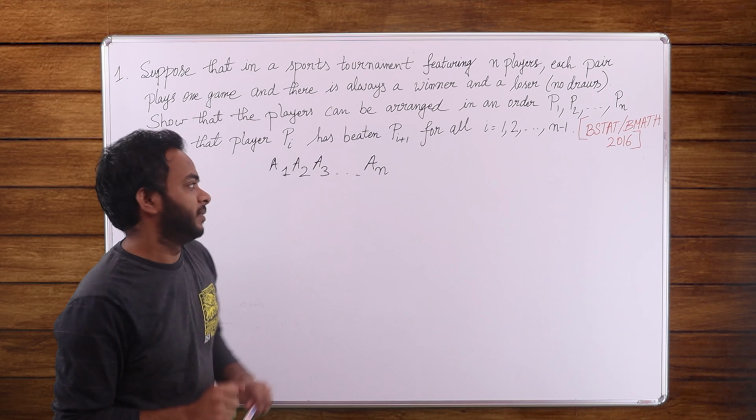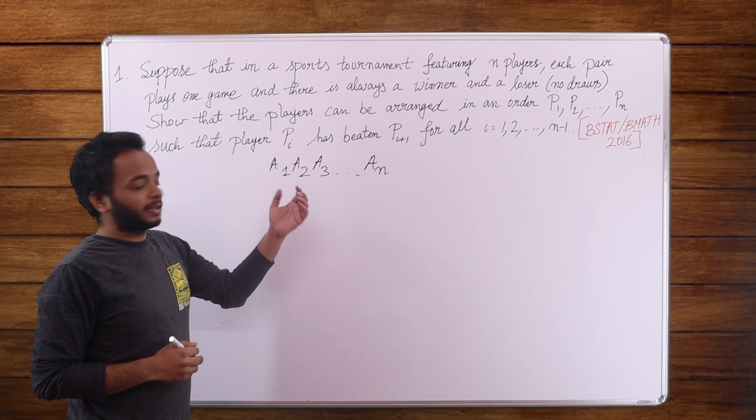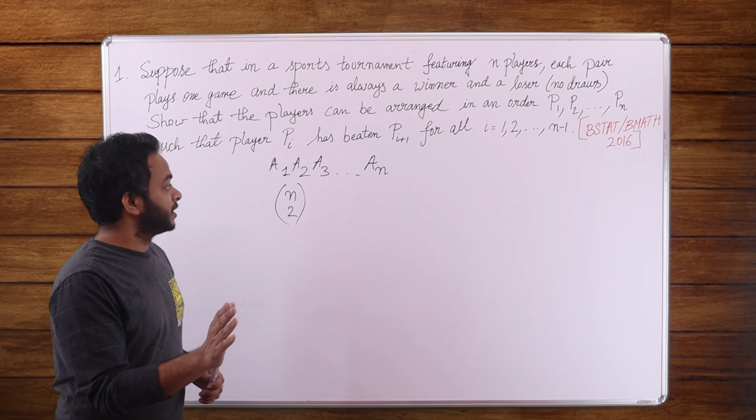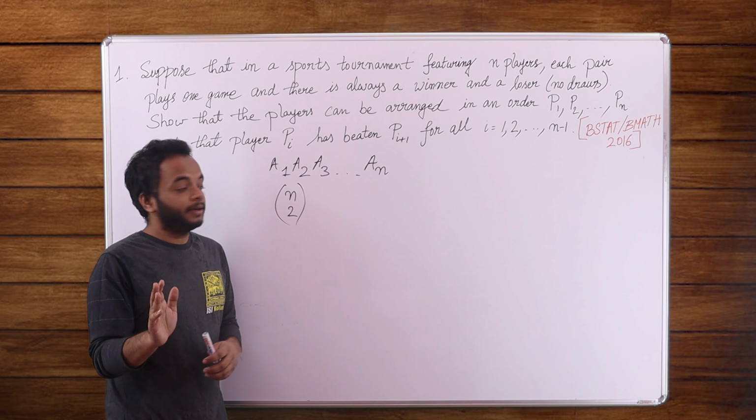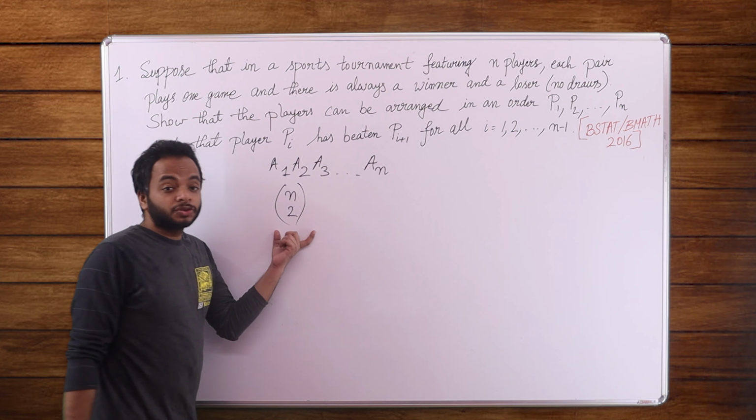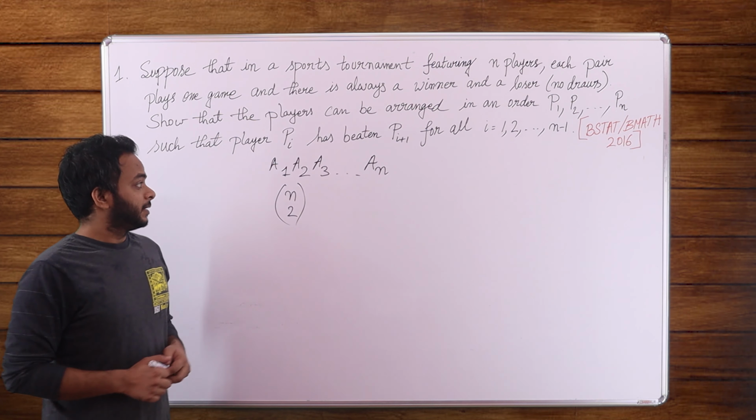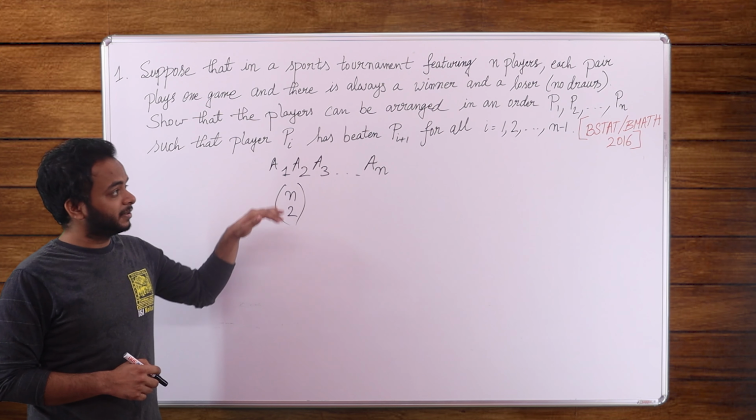They came to play, and you take any two of them, they will play a game, and that will happen for every such pair. That means you will have n choose 2 such matches, right? And in every match there is a winner and there is a loser.